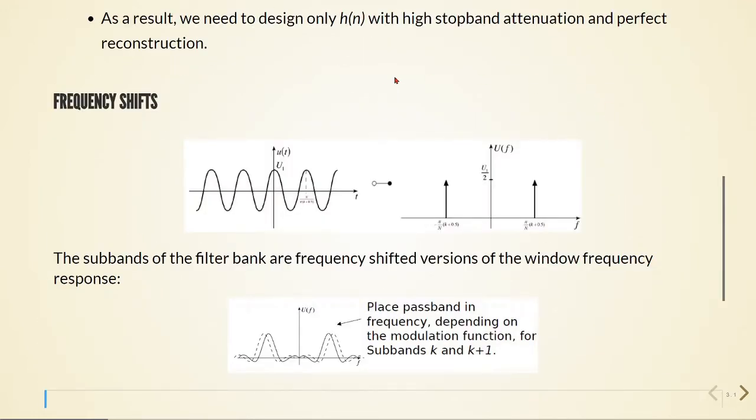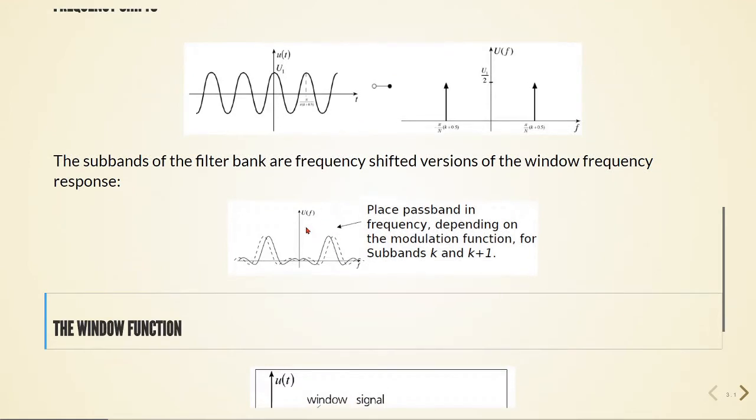As a result of these frequency shifts, we can say that the subbands of the filter bank are frequency shifted versions of the window frequency response. And here, for example, is an illustration: we see a frequency response, then we can shift it so it keeps the same shape, but we are shifting, for example, for subbands k and k plus 1.